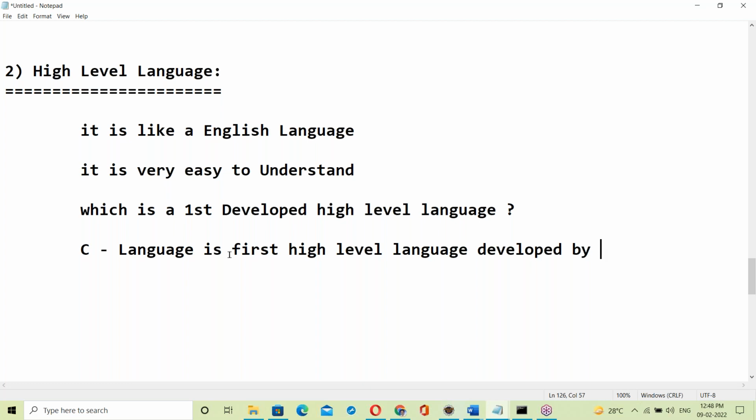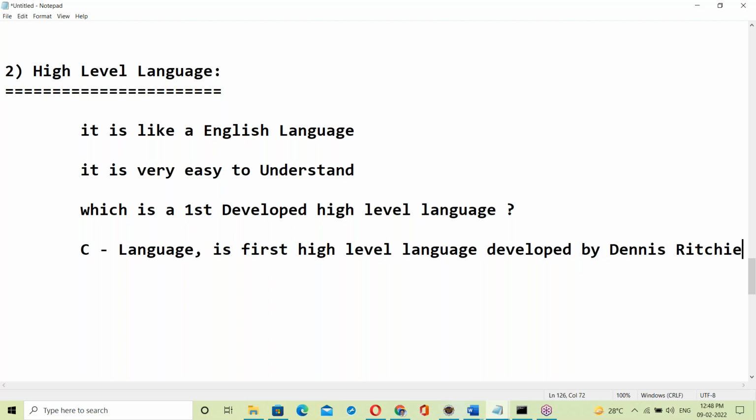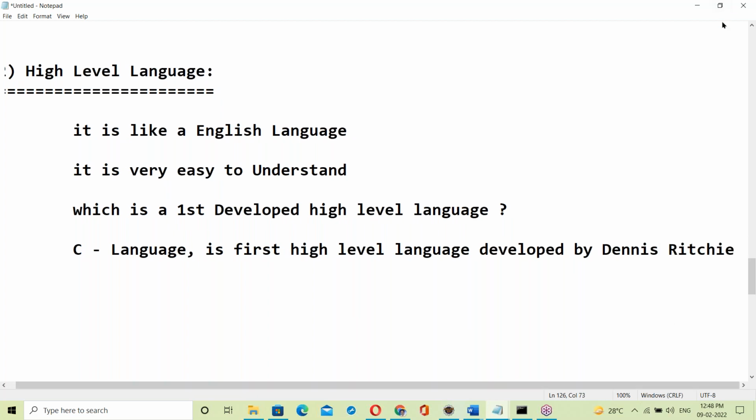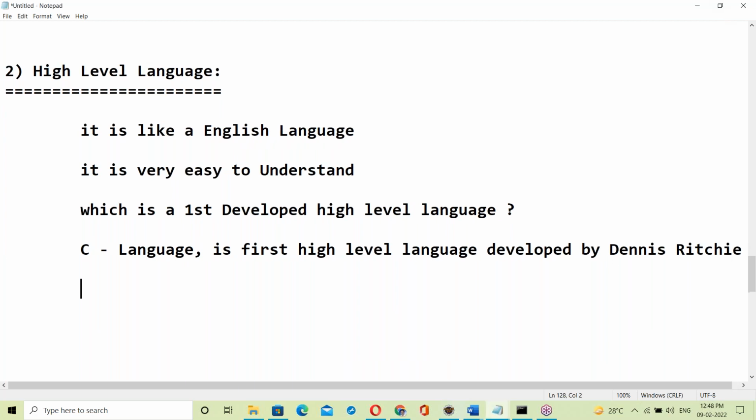C language is the first high level language, developed by Dennis Ritchie in the year 1972.